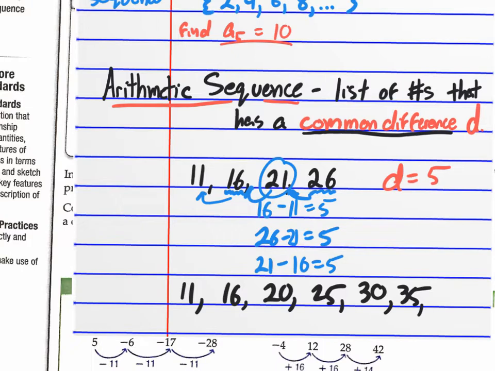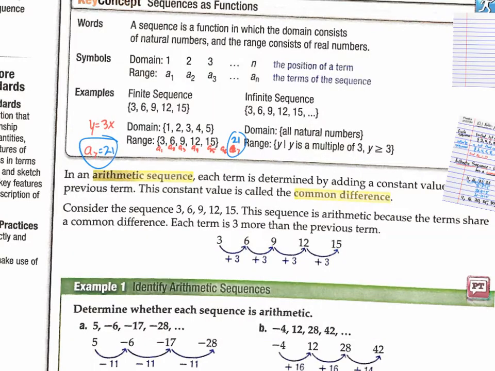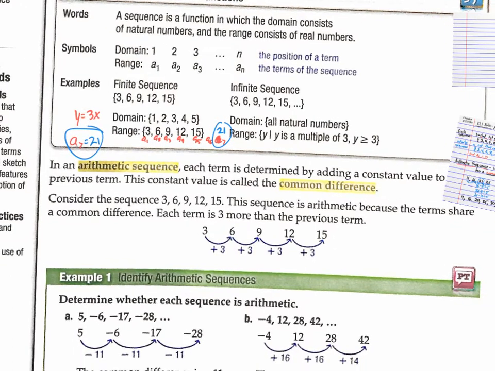So that common difference has to exist in every single number, all right? Every single pair of numbers on your list. I hope this makes sense. So going back to the book here, we see that in an arithmetic sequence, each term is determined by adding a constant value to the previous term. The constant value is called the common difference.